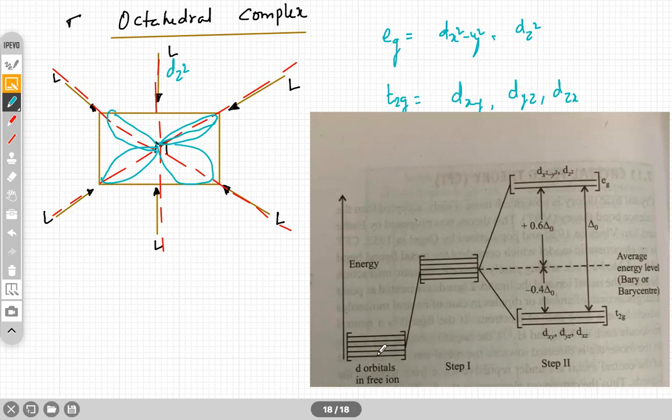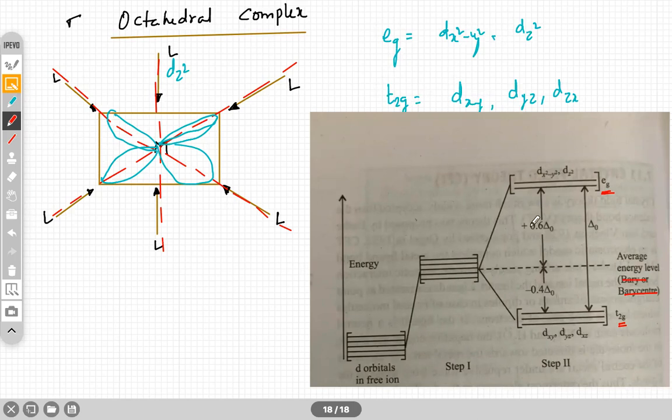As the distance decreases, you see the repulsion starts increasing because the ligands are approaching the metal. The energy of this orbital starts increasing, it goes to this value. This is step one. Then as the ligands come even closer, the orbital splits into two parts. One is this, the other one is this. This one is Eg and this one is T2g, by maintaining the average energy. We don't need the barycenter and all, it's not required. Simply, the average energy level is here.